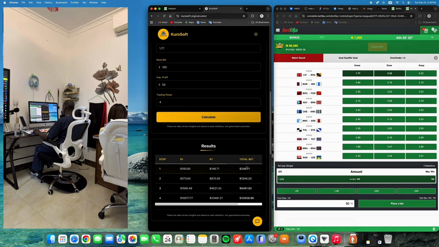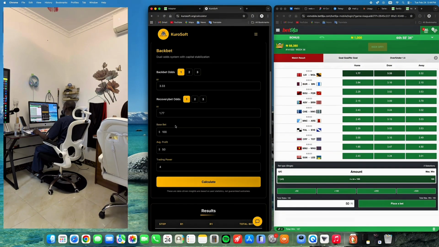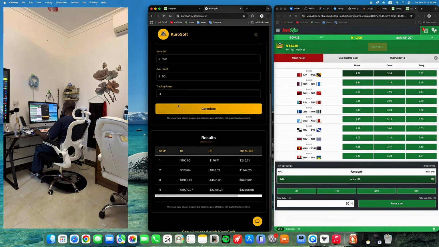Now, the total bets that will be needed in this game for the 4 times, the total capital is 33,558 naira. You can see how capital demanding this strategy can be, and that's because our base bet is high. If we had reduced it, I believe it wouldn't be up to this amount again.